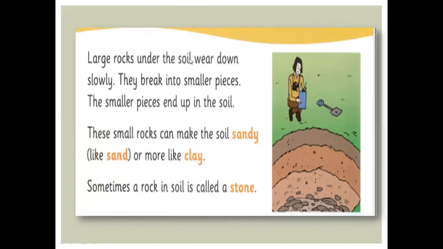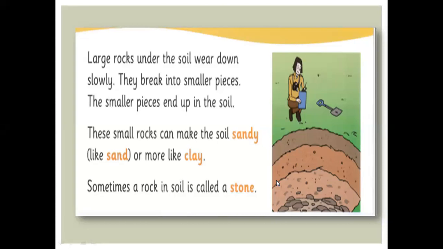Large rocks under the soil wear down slowly. They break into small pieces. The small pieces end up in the soil. The small rocks can make the soil sandy, like sand, or more like clay. Sometimes a rock in the soil is called a stone. So inside the ground, when there is pressure and a build up of heat, what happens, boys? Rocks break. They break into small pieces, okay, and they mix in the soil.